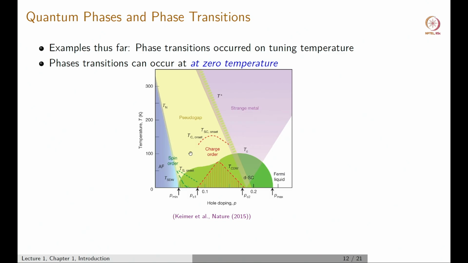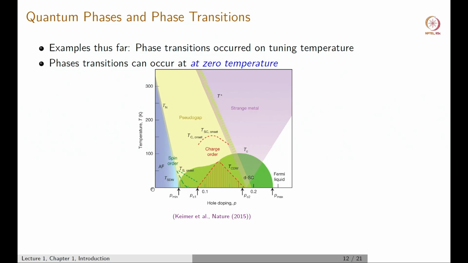What I am showing you here is the phase diagram of what are called high temperature superconductors. This could be like lanthanum copper oxide or any one of this class of materials. You can dope the system by changing the concentration of electrons in the material, and what is shown here on the x-axis is the amount of doping you are doing in the system, and the y-axis is of course temperature.